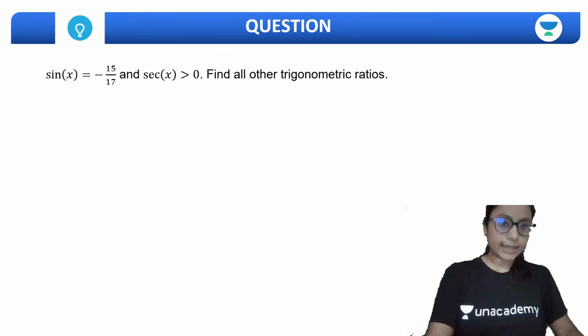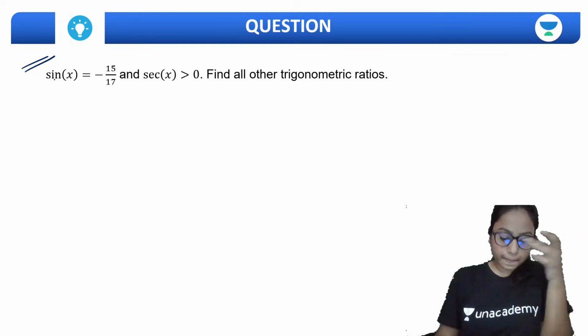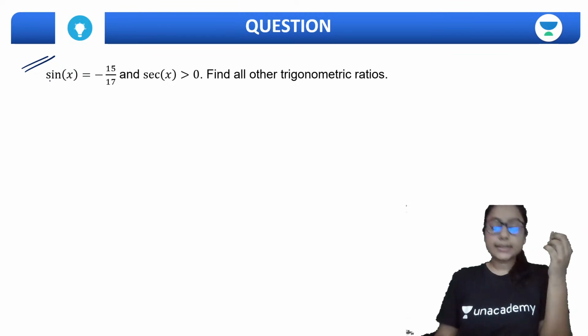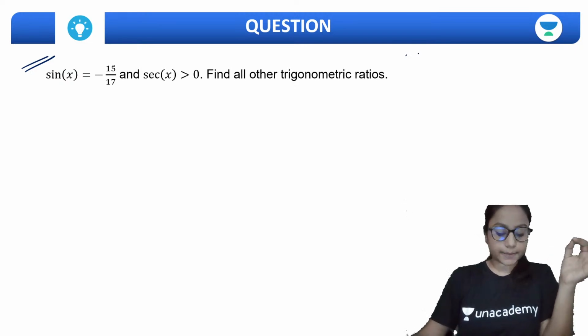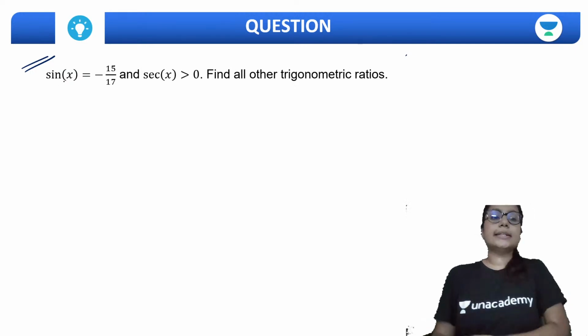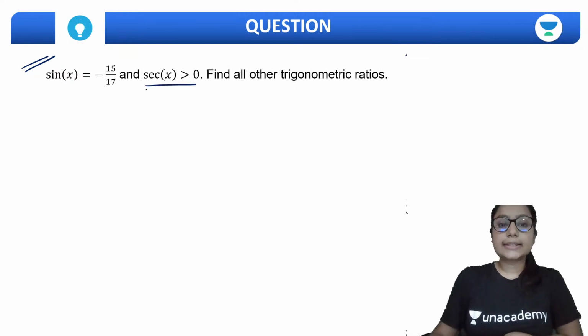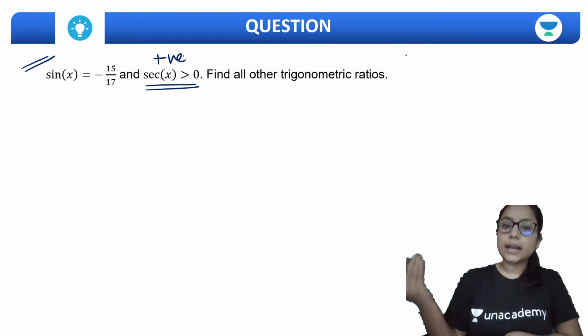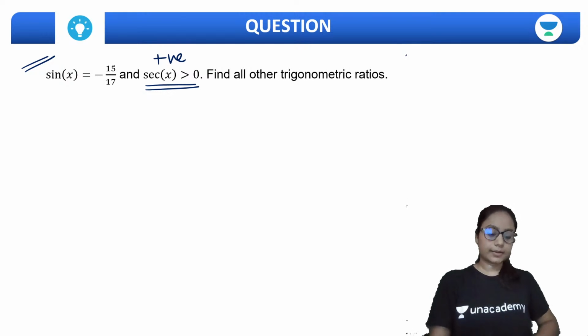Okay, let's move on. Next question. Please try this. Yes, identity है वो, sin square theta plus cos square theta is 1. Okay, try this. Sin x is minus 15 by 17. Sec x is greater than 0. It means sec x is positive. Find the other trigonometric ratios. Please try this, everyone.